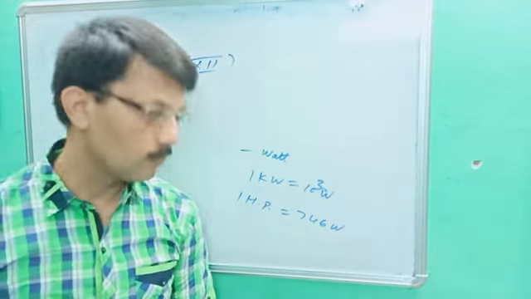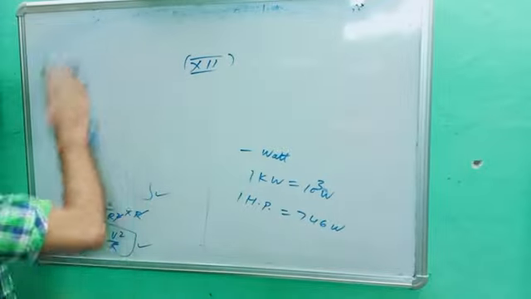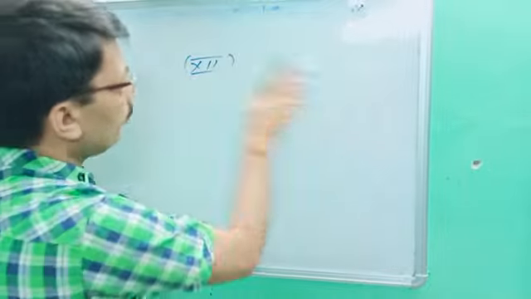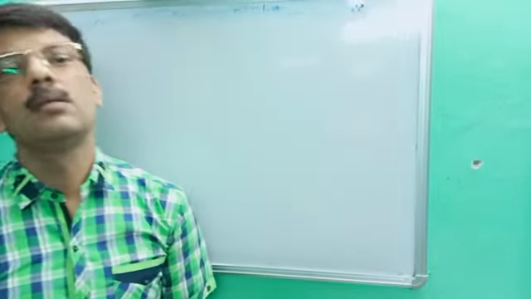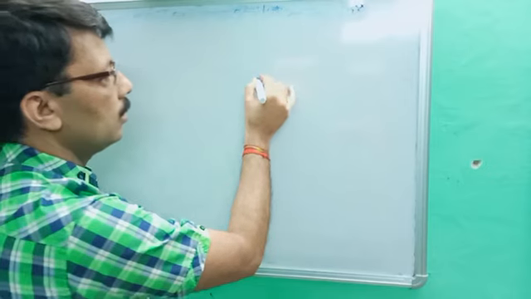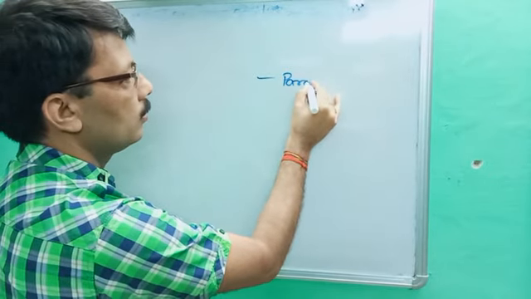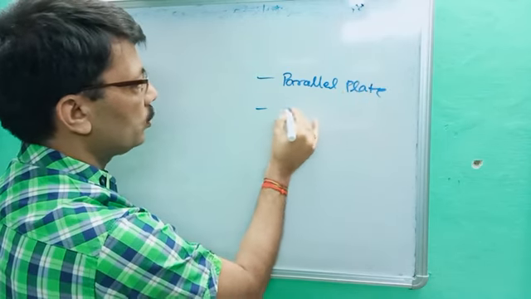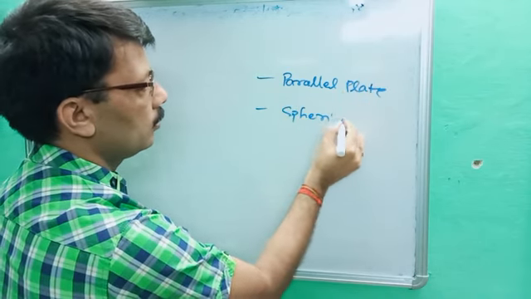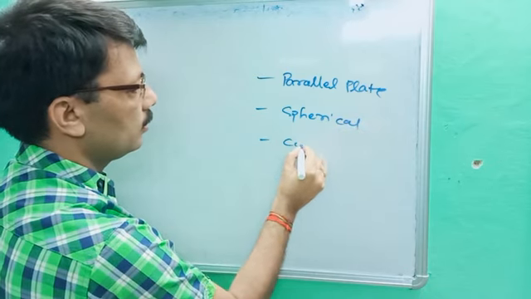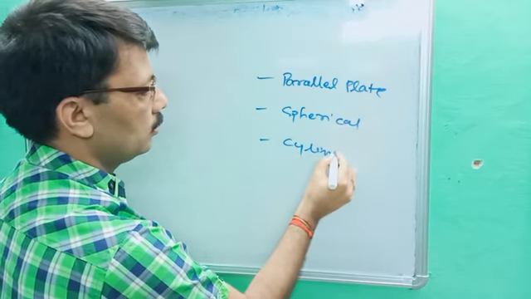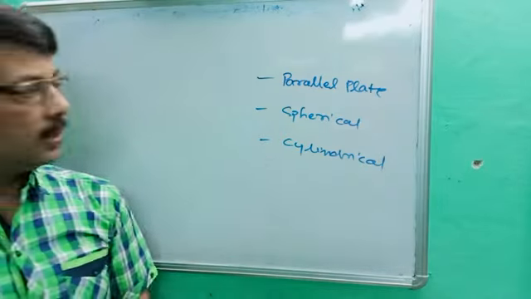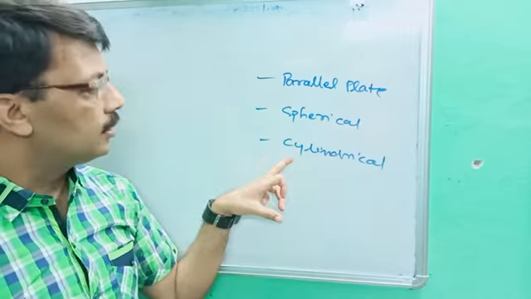Welcome students. As you know, we are discussing electrical capacitance. So our next topic is types of capacitance. There are three types of capacitance. Number one, parallel plate. Number two, spherical. Number three is cylindrical. There are three types of capacitance: parallel plate capacitance, spherical capacitance, and cylindrical capacitance.